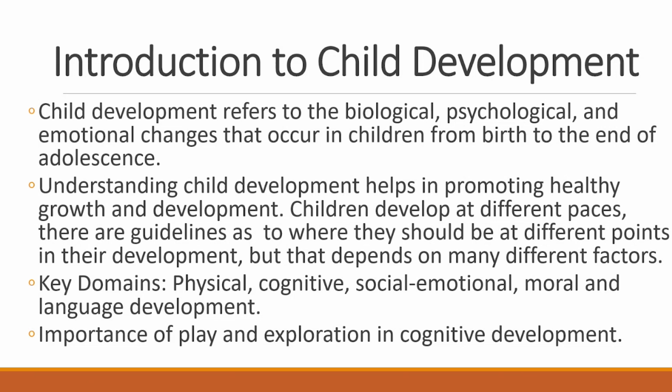Children develop at different paces, and there are guidelines to where they should be at different points in their development. But that all depends on many different factors. So what this means is that our children are developing, and we have allocated guidelines to say from 0 to 12 months, from 12 months to 24 months, from 2 years to 3 years, there are certain milestones that children should have reached in their development. However, sometimes, according to different factors, children might not reach those milestones at the time that we are anticipating, because children develop and grow at different paces, different stages. Some children might learn how to do things sooner than others, and some later than others.